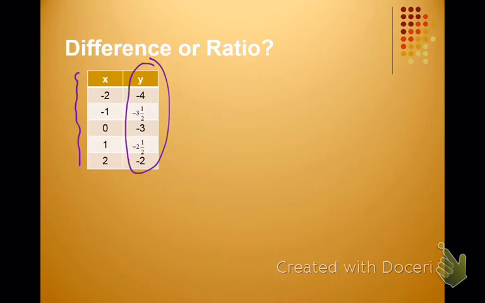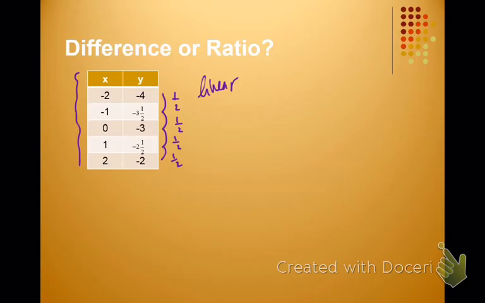What's going on? Is there a difference? Is there a consistent difference? Is there a symmetrical difference? If not, then we got to look at ratios and start dividing some stuff. Well, the difference from -4 to -3.5 is a half. The difference from -3.5 to -3 is a half. And the difference from -3 to -2.5 is a half. And from -2.5 to -2 is a half. So since this difference is the same all throughout, we're looking at a linear model.